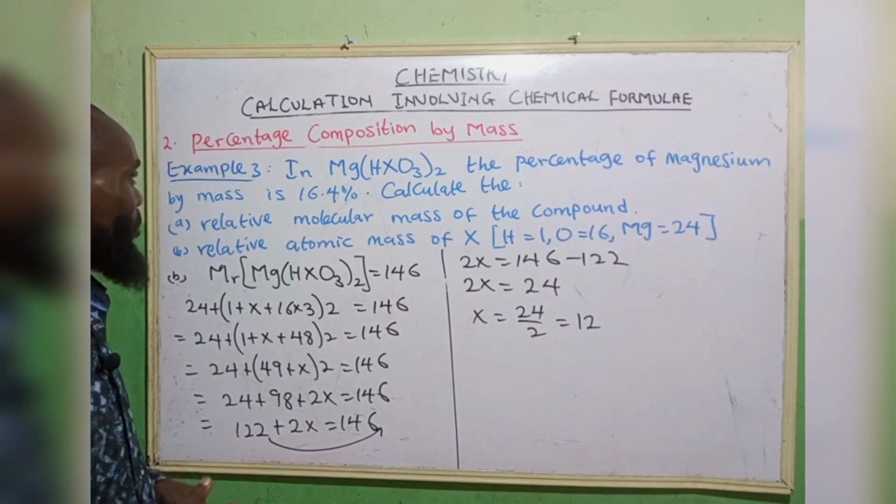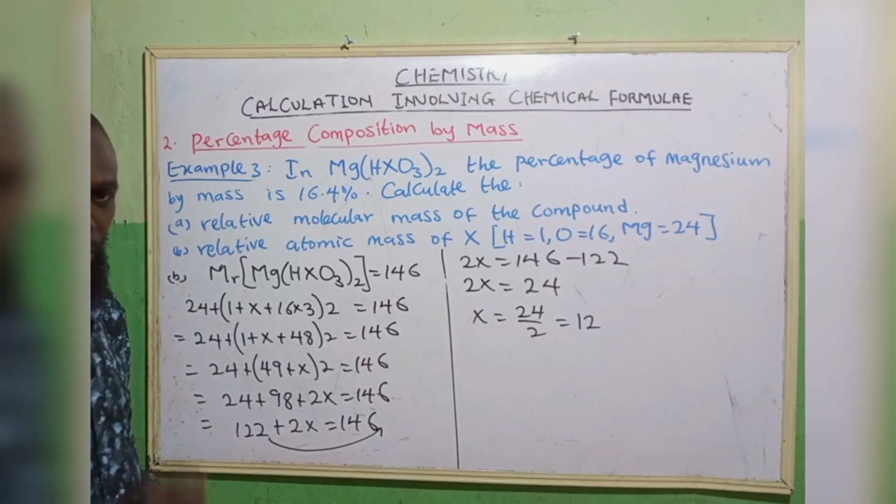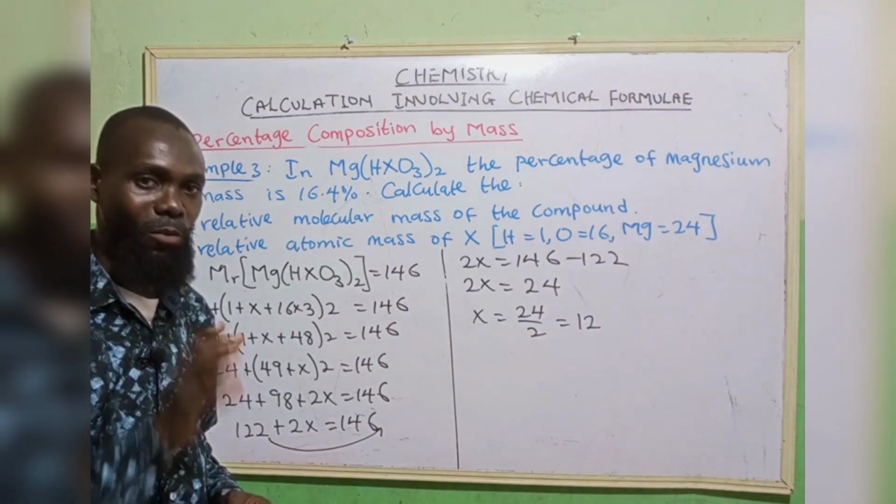So this is how to calculate the percentage composition by mass of each element in a compound.